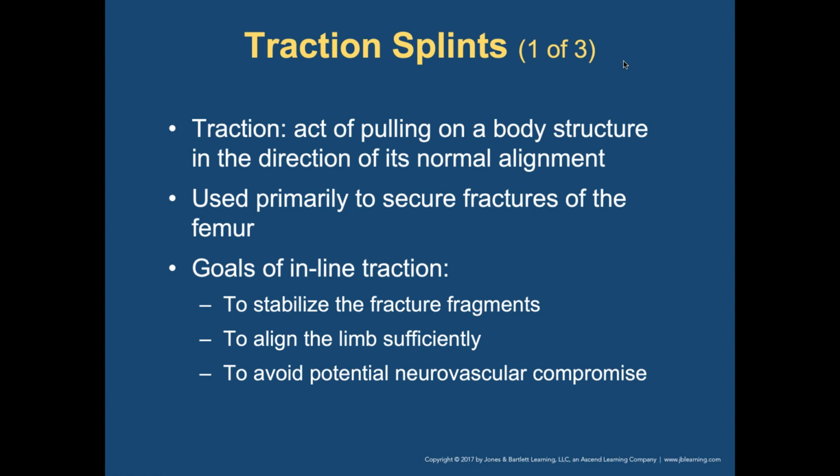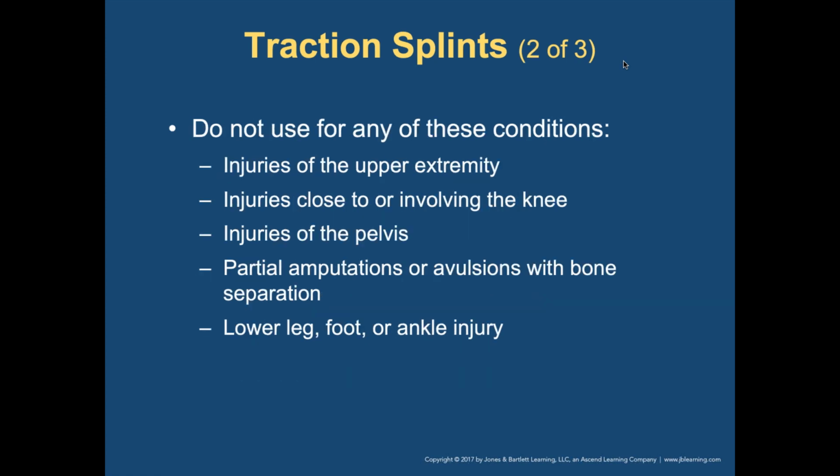When applied correctly, traction stabilizes the long bone and improves the overall alignment of the limb. Do not attempt to force the bone fragments back into alignment. Don't worry about it. In the field, the goal of inline traction is to stabilize the fracture, align the limb, and avoid any further potential neurovascular compromise. What that means is we don't want to cause any more damage to the tissue. We're going to let it rock out the way that it is once we pull traction on there. It's the best way I can tell you, folks. We'll show you in just a second.